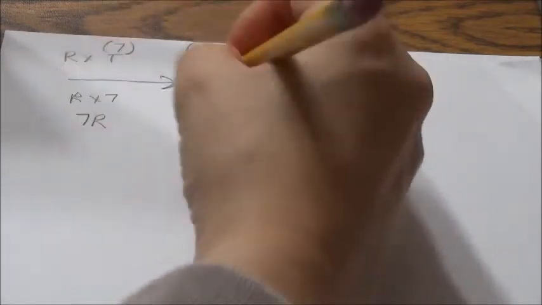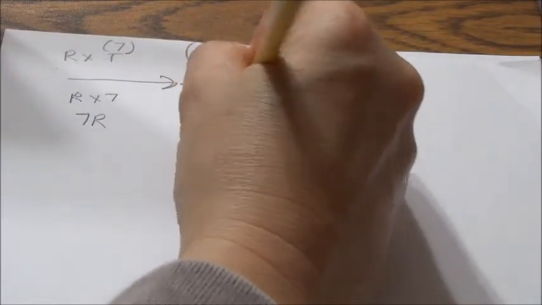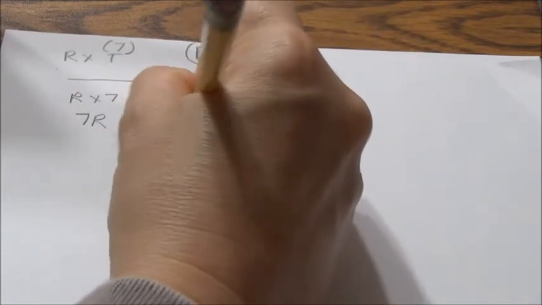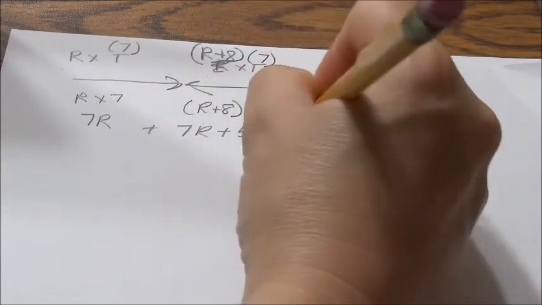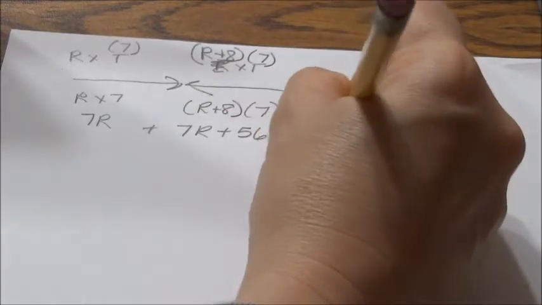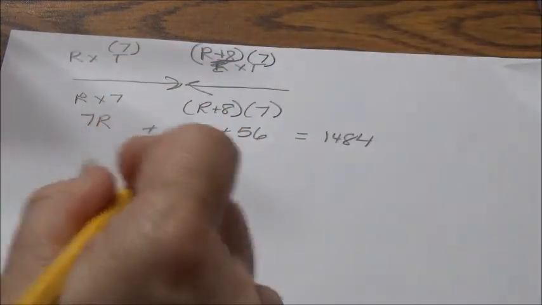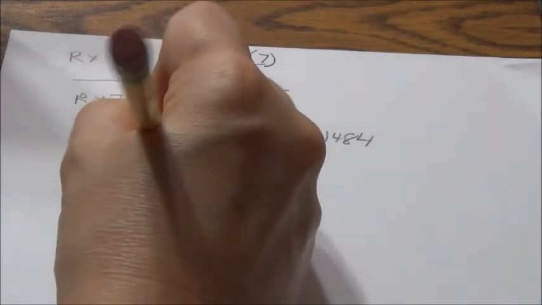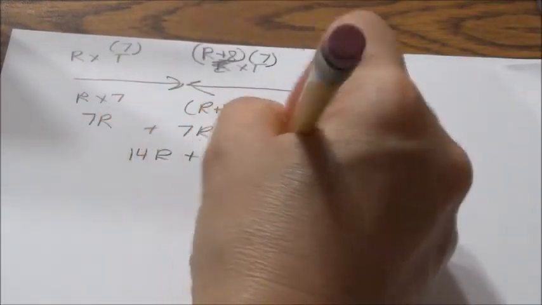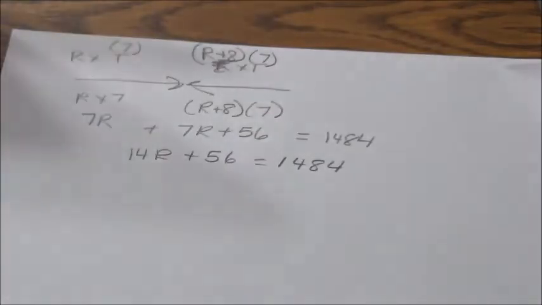They are 1,484 kilometers apart after 7 hours. So again, substituting in for my time, I'm going to have 7 hours for both of those times. And so here, R times 7 would be 7R. Here, R plus 8 times 7 would give me 7R plus 56 to equal my 1,484. So 7R plus 7R would give me 14R plus 56 equals 1,484.